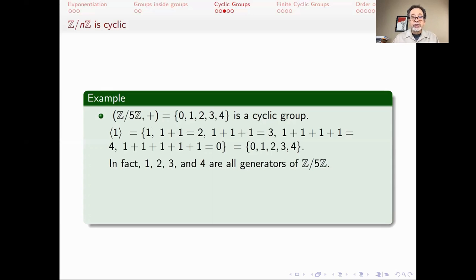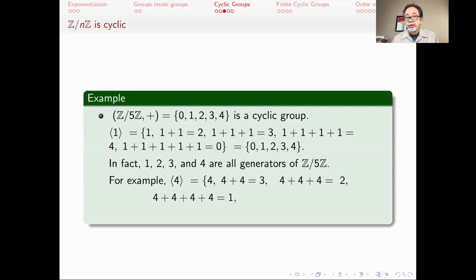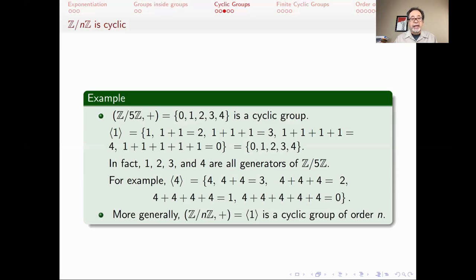Now, a generator doesn't have to be unique. In this group, for example, 1, 2, 3, and 4 all generate Z mod 5Z. 0 does not, because if you keep adding 0 to itself, you just get 0. But all the other ones do. For example, start with 4, you get 4, then you get 4 plus 4, which is 3. 4 plus 4 plus 4 is 2, and then 4 4s added together give you 1, and 5 of them added together give you 0. Remember that we're doing addition mod n. We are adding and then finding the remainder when divided by n.